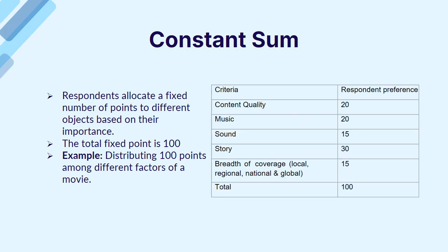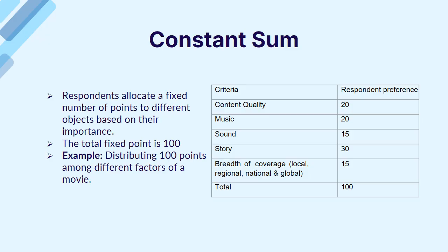And finally, we have constant sum, where respondents allocate a fixed number of points among different options based on importance. If the object is not important, they can assign 0, while the most important object can receive the highest points, where the total fixed point is 100. Imagine you are given 100 points to distribute among different factors of a movie, like story, music, and cinematography. The advantage of this method is that it provides detailed comparisons quickly. However, it may be confusing if too many objects are involved, and this method is not suitable for illiterate respondents or children as it requires numerical allocation.